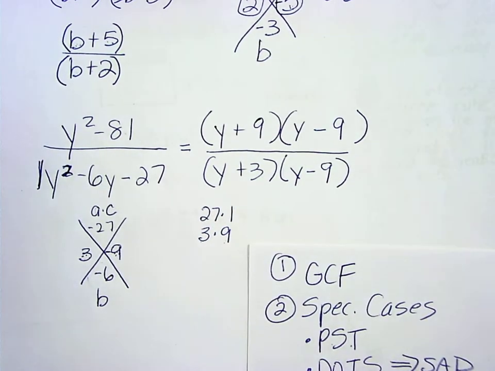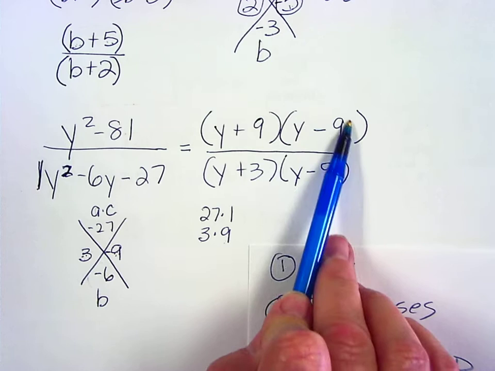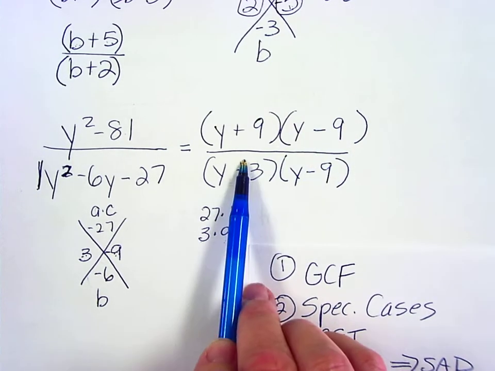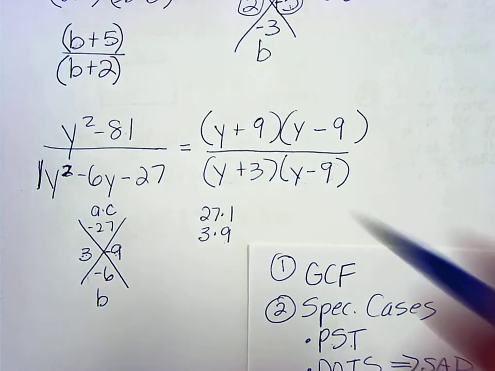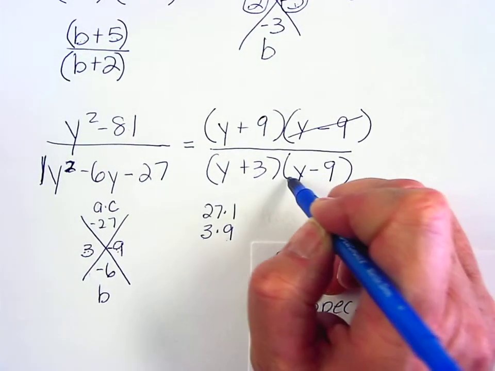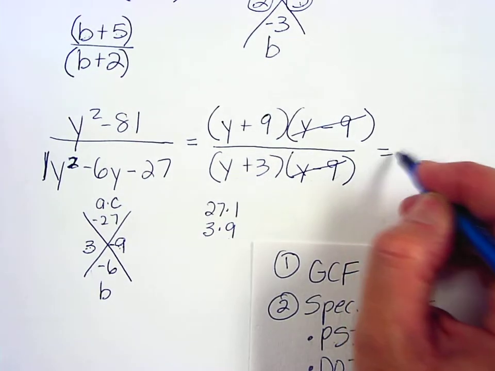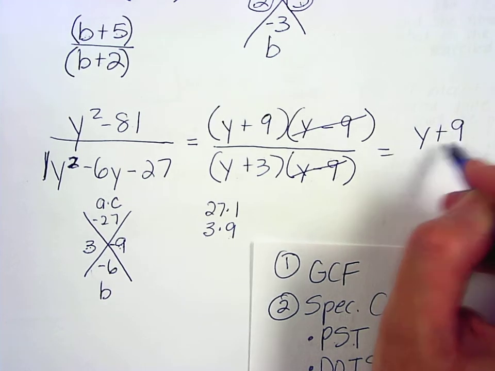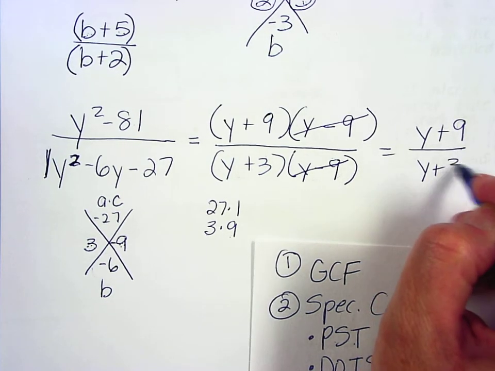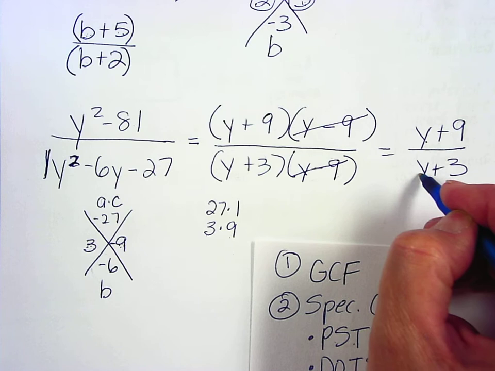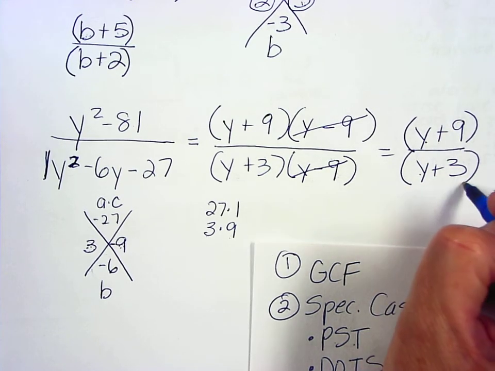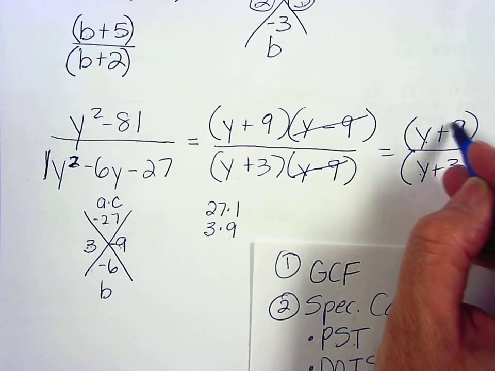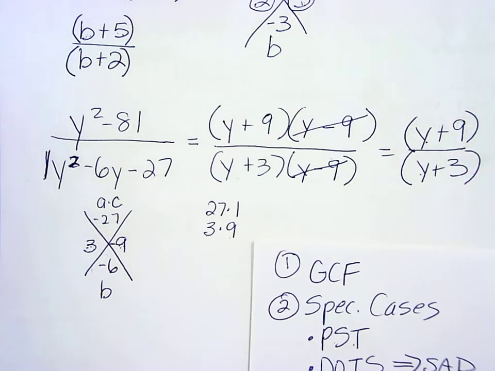Okay? Now, factor, factor, factor, factor. Are any of my factors exactly alike? Yep. Y minus 9, y minus 9. So I'm left with y plus 9 over y plus 3. Can't cancel these out because they're not factors. They're part of a binomial factor. This is one factor and this is one factor, and they're not exactly alike, so we're done.